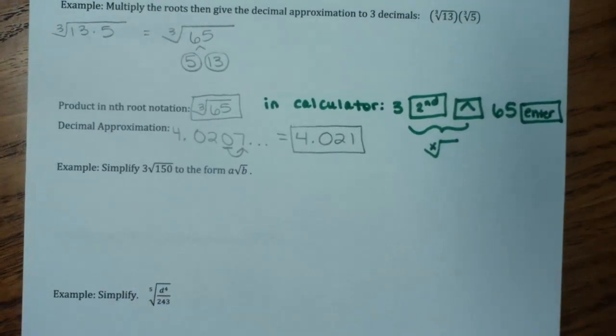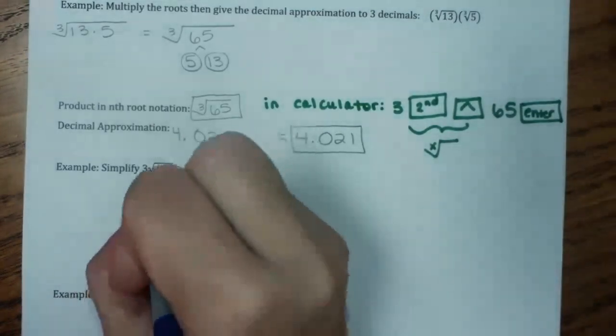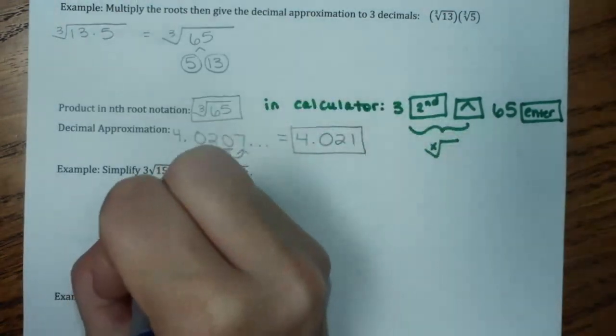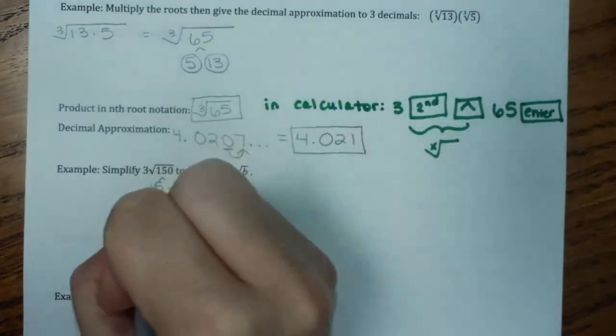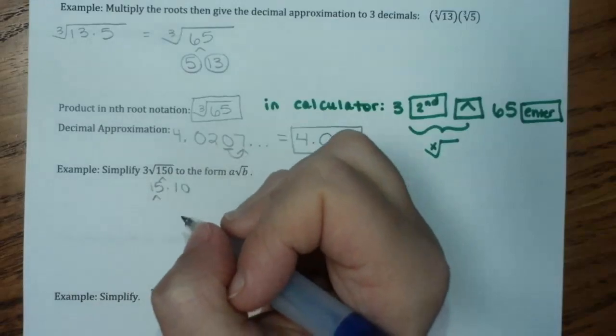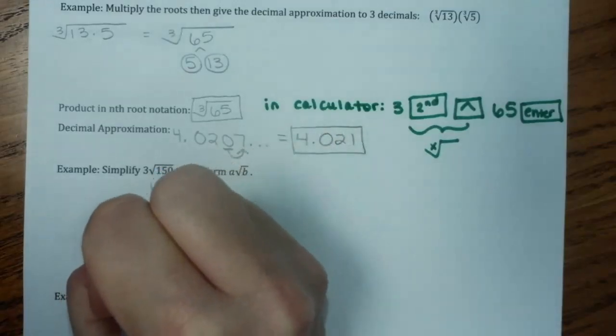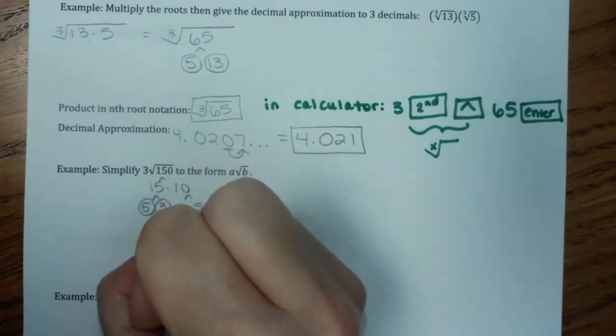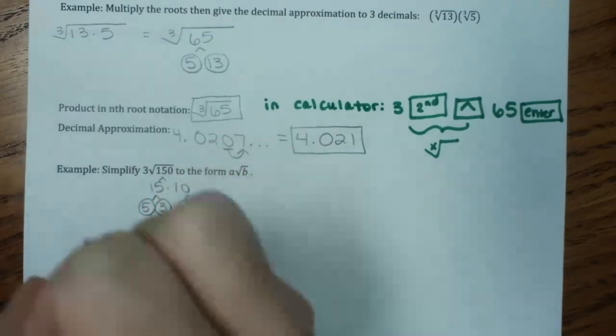So the next example says to simplify 3 times the square root of 150 in the form of a square root of b. Let's break down 150. So I know 150 would be 15 times 10. How are we going to break it down and get the same answer in the end? 15 would be 5 times 3. 5 gets circled. 3 gets circled. 10 is 2 times 5. 2 gets circled. 5 gets circled.